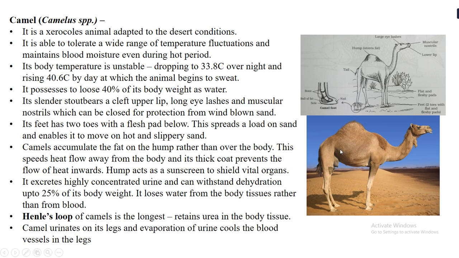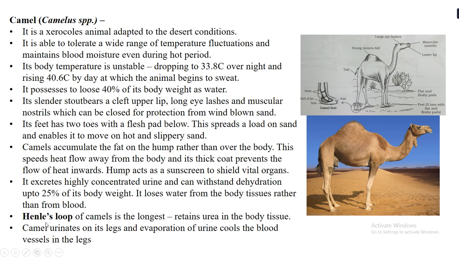Okay, the hump actually acts as a sunscreen, as you can say. It acts as a sunscreen to shield the vital organs of the animal's body. Now this animal also excretes highly concentrated urine, and it can withstand dehydration of up to 25% of its body weight. It loses the water from the body tissue rather than from the blood.